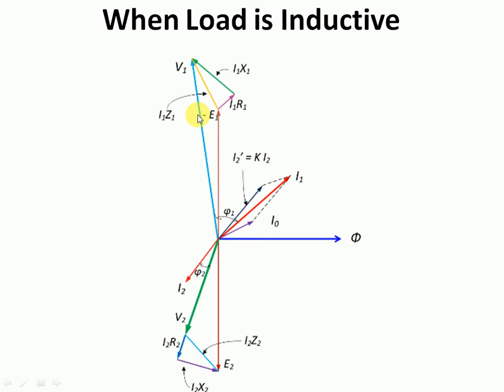If you are seeing in this diagram, this I1 R1 I1 X1, its resultant is also shown here. This is actually representing a small impedance triangle. So this will be definitely I1 Z1. Similarly here I2 R2, this is I2 X2. So definitely its resultant will be I2 into Z2.